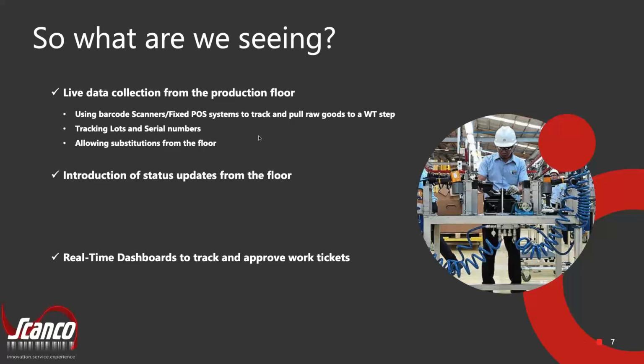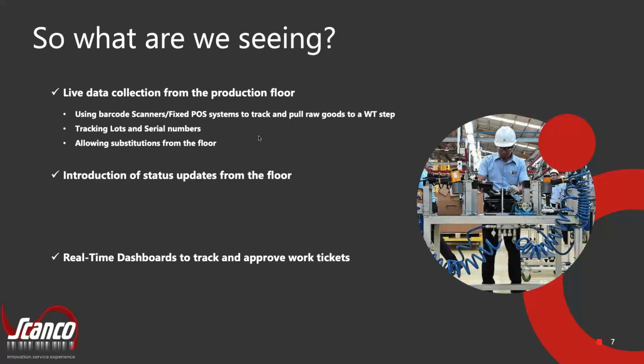Well, we're going to use what we would call a barcode scanner or a fixed POS system. So it could be a Zebra Motorola device, or it could be a stationary device with a wedge scanner to really track and pull goods to our work ticket. So we're going to integrate the two systems. Not only can we do quantities and items, but we can also track lot and serial numbers.